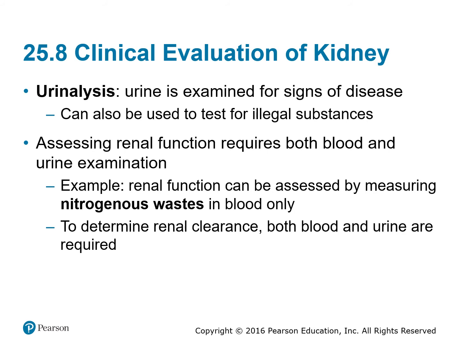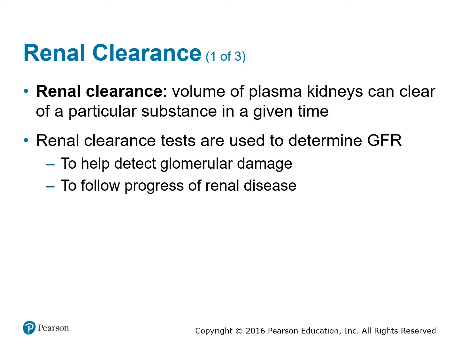In a clinical evaluation of the kidney, the urinalysis, urine is examined for signs of disease. It can also be used to test for illegal substances. Assessing renal function requires both blood and urine examination. For example, renal function can be assessed by measuring nitrogenous waste in the blood only. To determine renal clearance, both blood and urine are required. Renal clearance is the volume of plasma the kidneys can clear of a particular substance in a given time. So renal clearance tests are used to determine the GFR, or glomerular filtration rate, to help detect kidney disease and follow the progress of it.